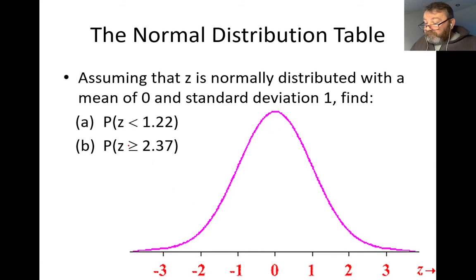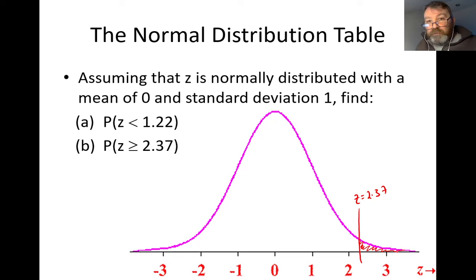Now, first of all, find out where 2.37 deviations are. 2.37 deviations are here somewhere. Let's say that Z equals 2.37. And the question wants the probability of greater than or equal to this. Well, the only area that's greater than or equal to is that one there.